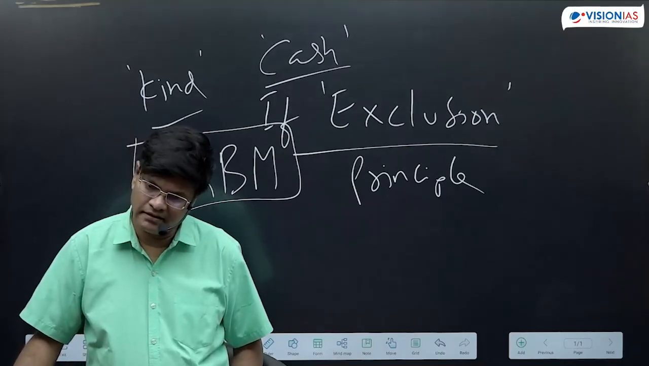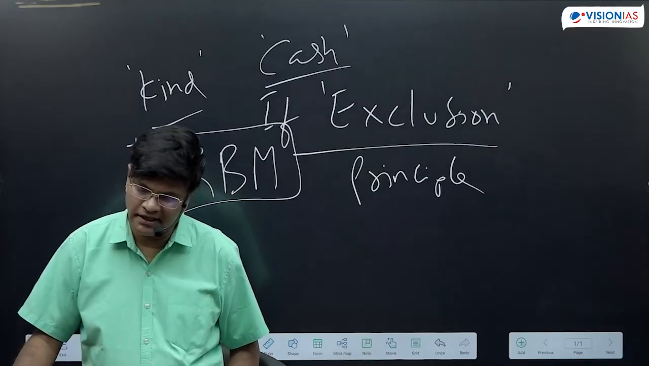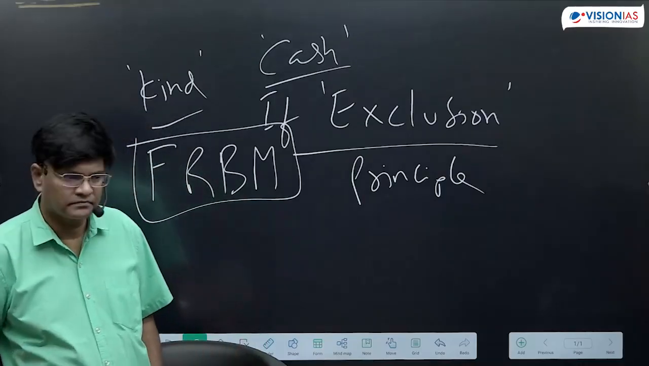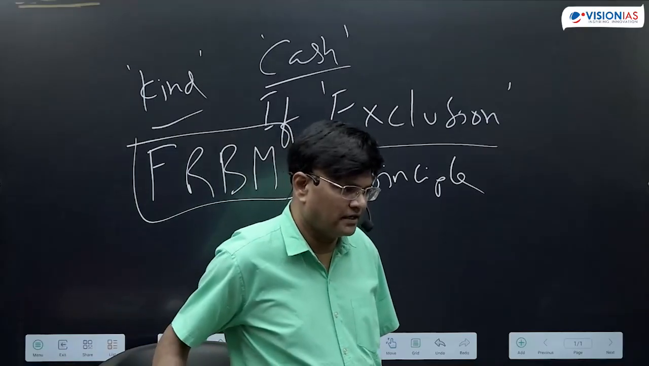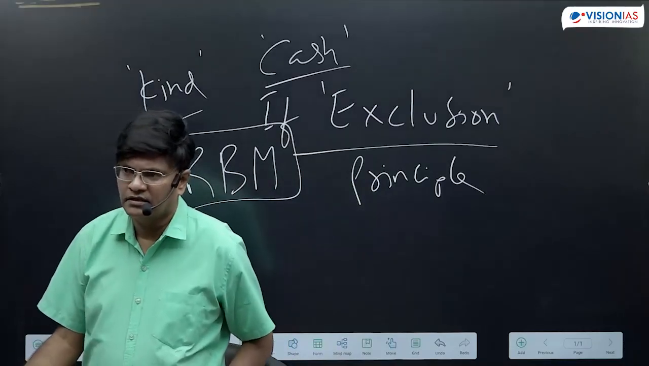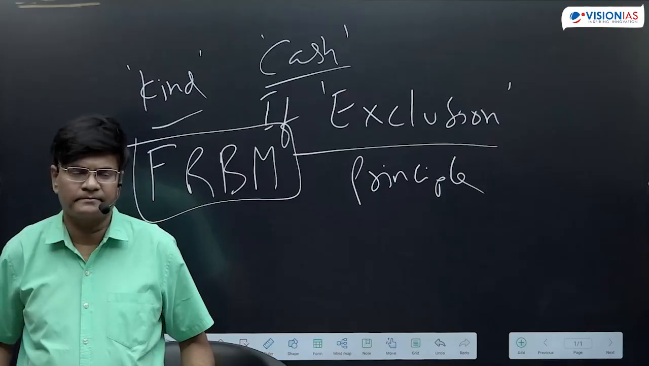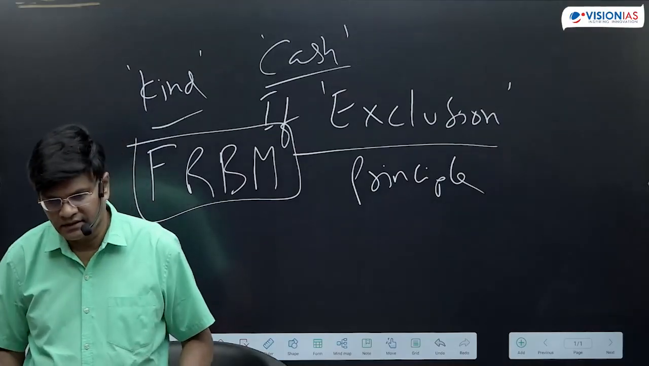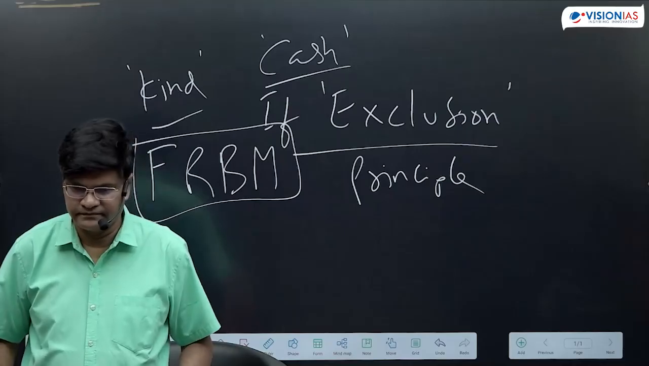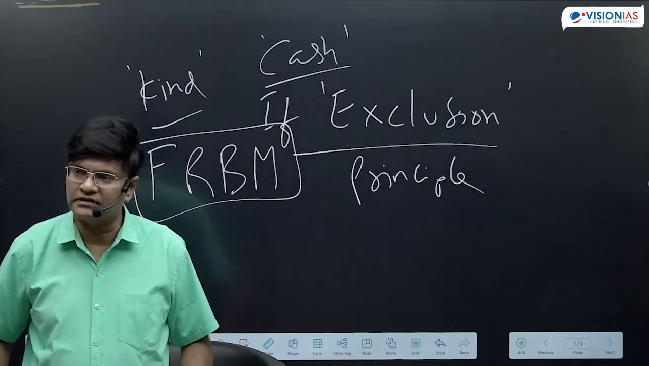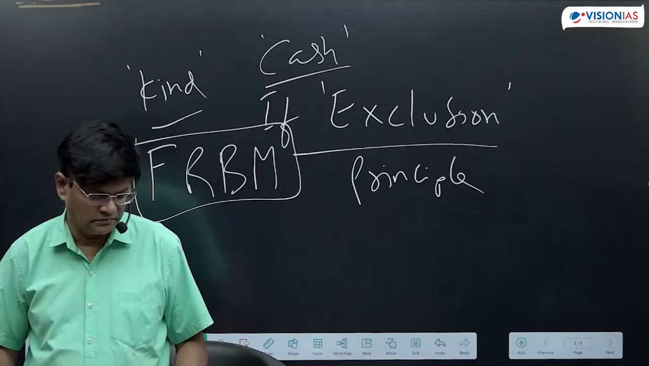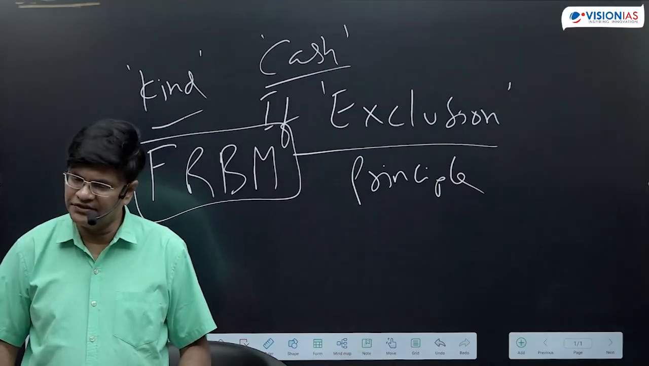Jan Dhan, Aadhaar and mobile is an administrative innovation to remove leakages in implementation of welfare schemes and also to reduce corruption.